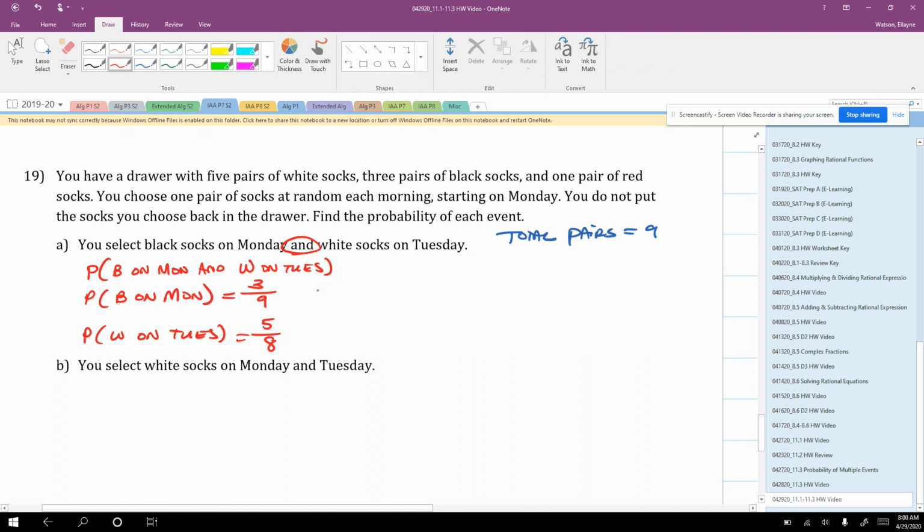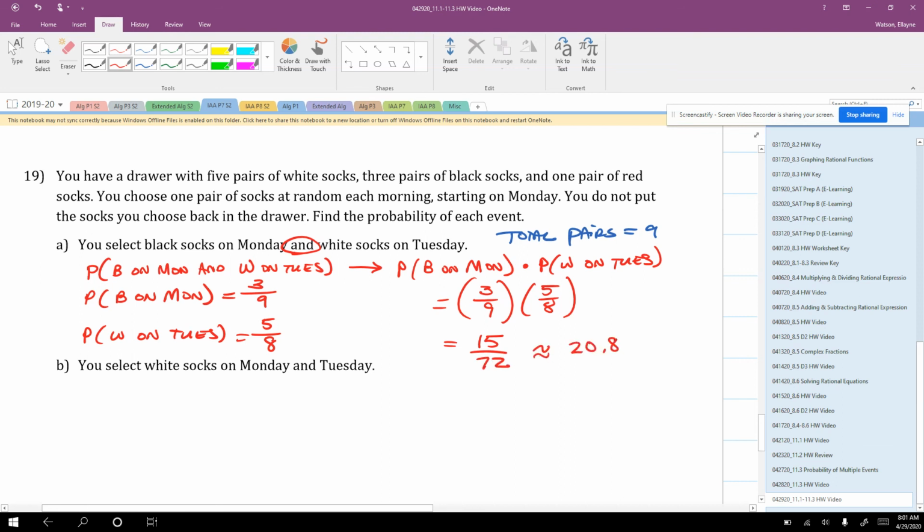So then you take this and you multiply them. So it would be the probability of black on Monday times the probability of white on Tuesday. So it would be 3 over 9 times 5 over 8. Work that out. You should get 15 over 72, which as a percentage is 20.8%.